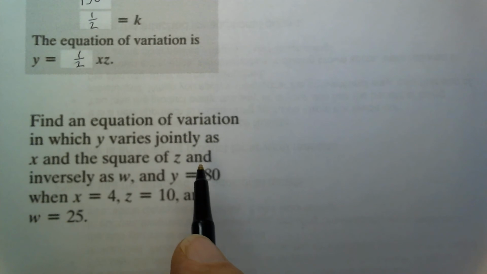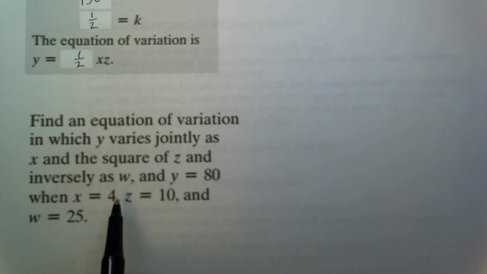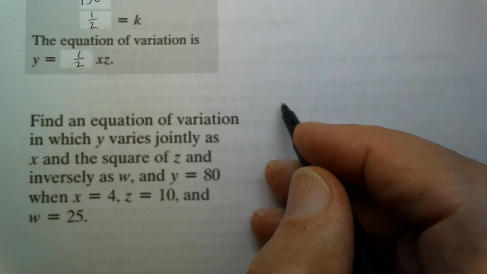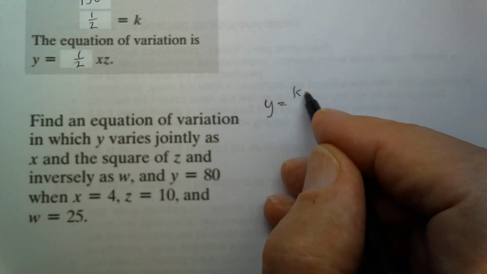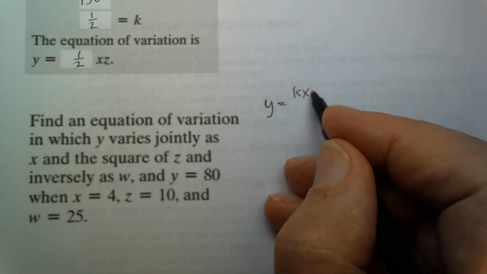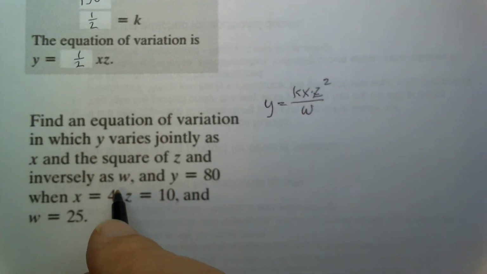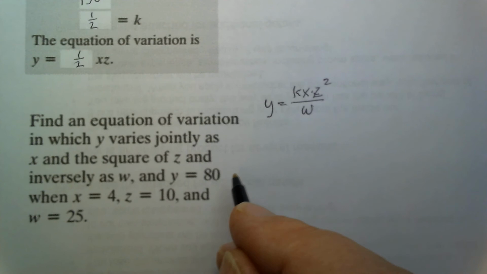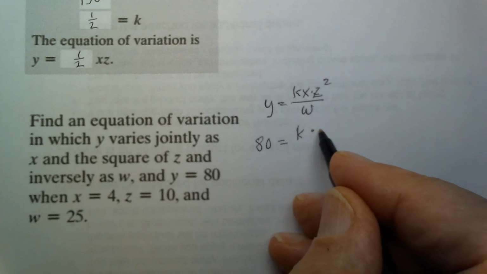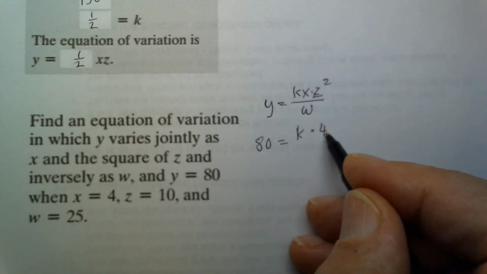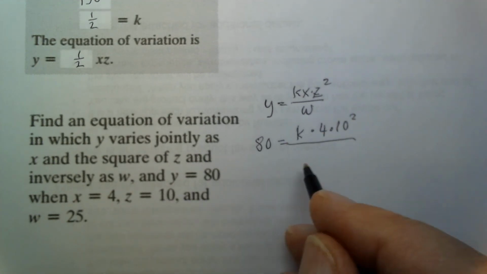Next, we find an equation of variation in which y varies jointly as x and the square of z, and inversely as w. So in other words, that looks like this: y equals k times x times z squared divided by w, because we are told inversely as w. So now we are told y equals 80 when x is 4, z is 10, and w is 25. So 80 equals k times 4 times 10 to the second power, divided by 25.